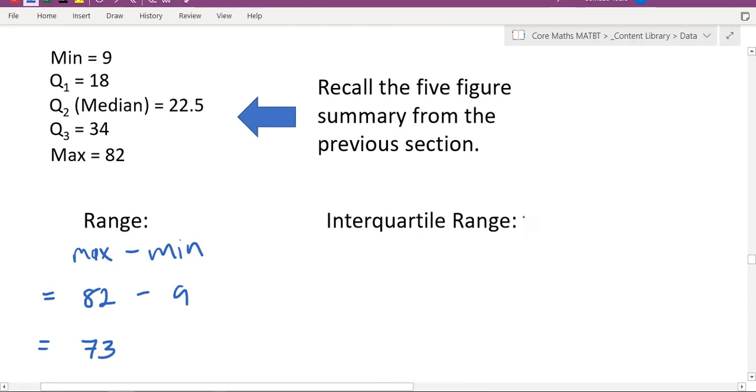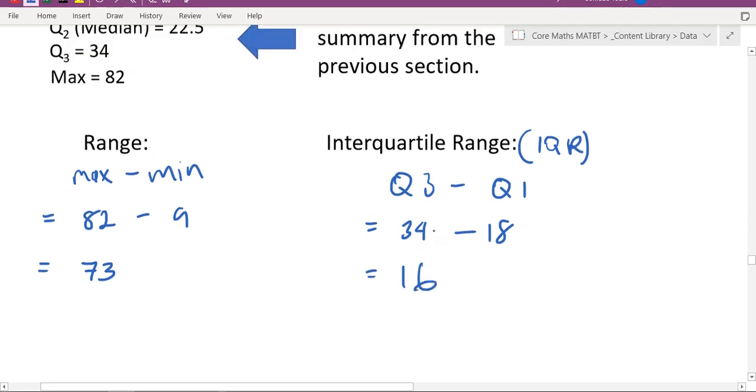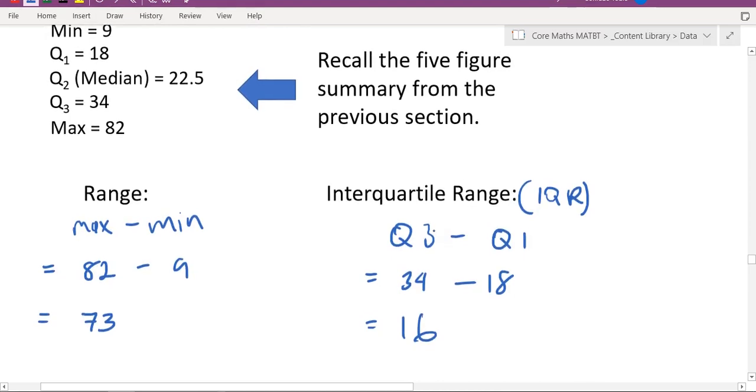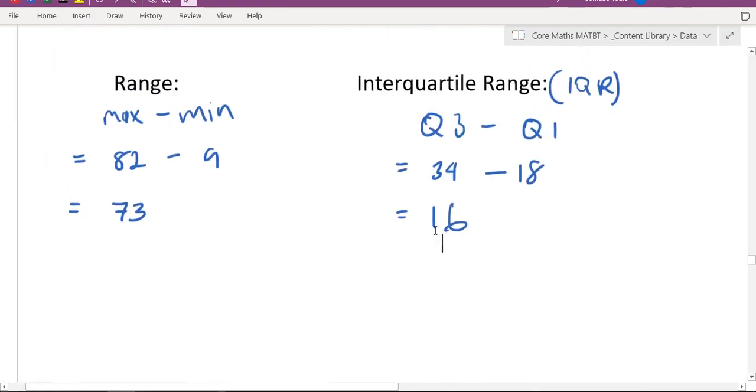Interquartile range, or the IQR, so if it asks for IQR, you're just looking for this, Q3 take away Q1. That's all the IQR is. So in this case, Q3 is 34, Q1 is 18, which equals 16. So the interquartile range is 16, IQR. Make sense? Yep, easy. So those are the 2 different ranges.